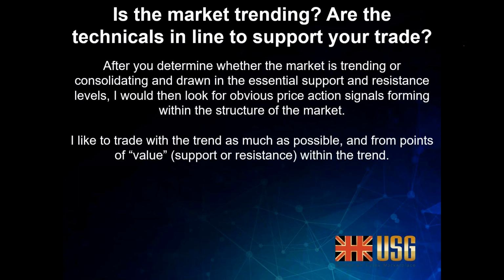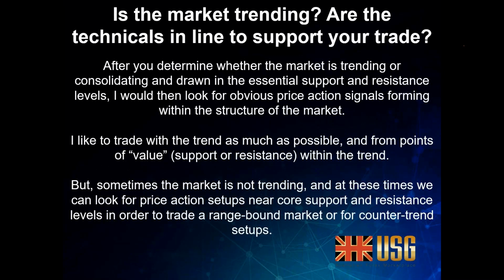Myself, I like to trade with the trend as much as possible and from points of value, as in support and resistance. Where is support? Where's the resistance? Is the market finding these levels prior as a support level, or was there no support at all and the market would just crumble and fall, or vice versa, take out the resistance and rally? But sometimes the market's not trending, and at these times we can look for price action setups near core support and resistance levels in order to trade a range-bound market for counter-trend setups.